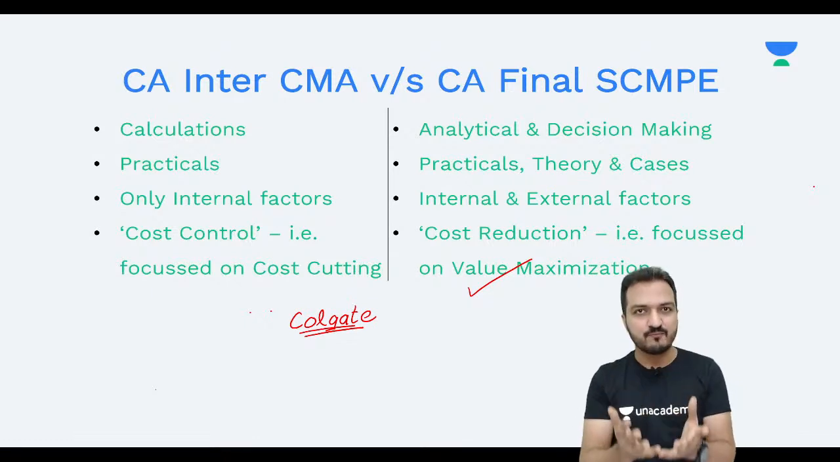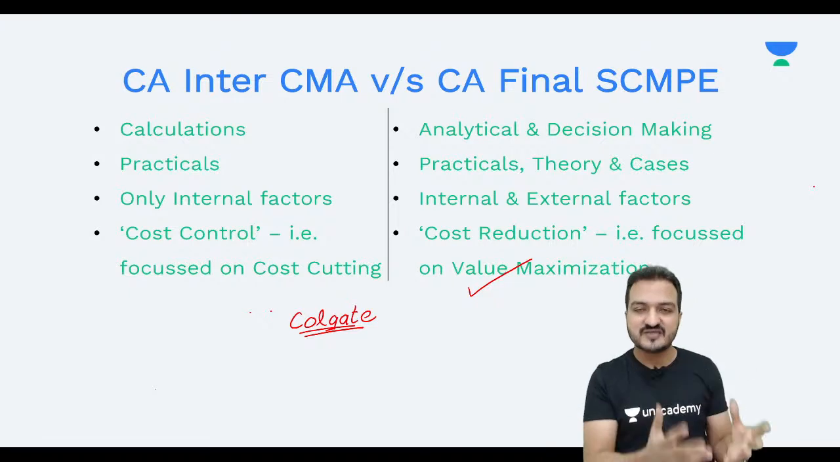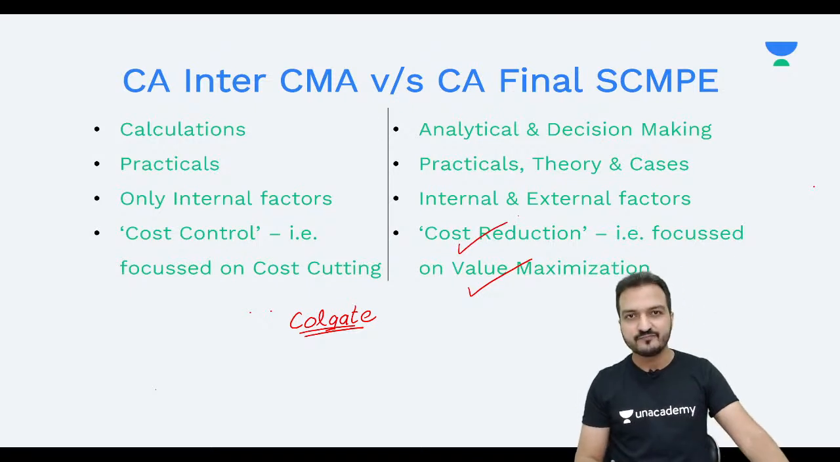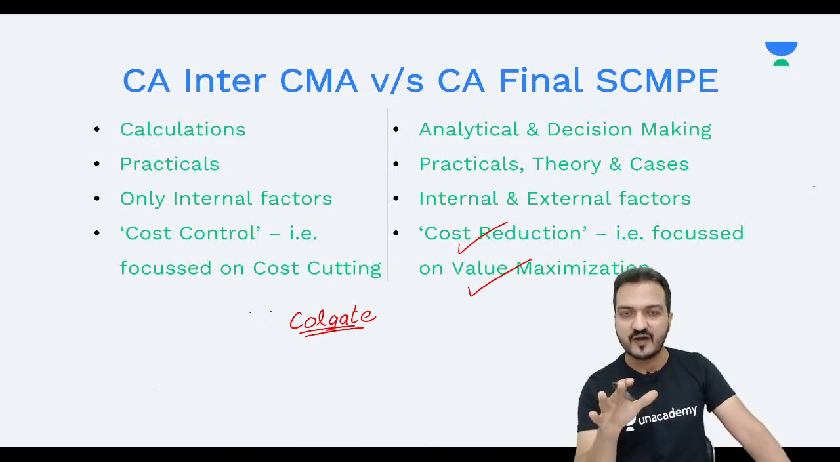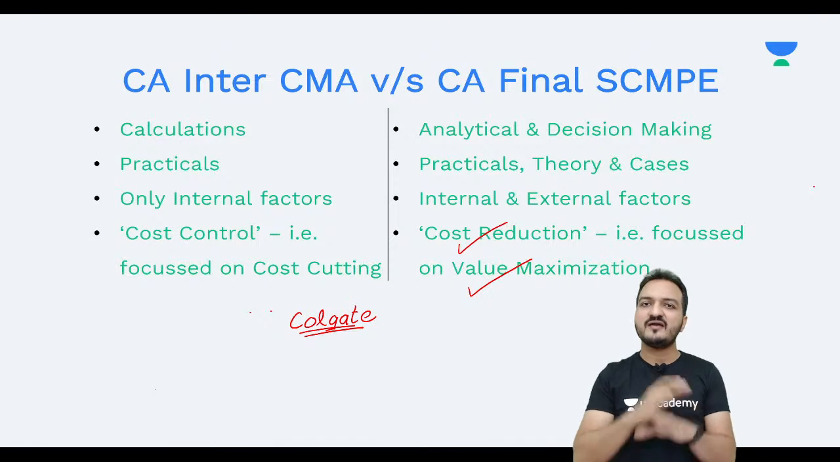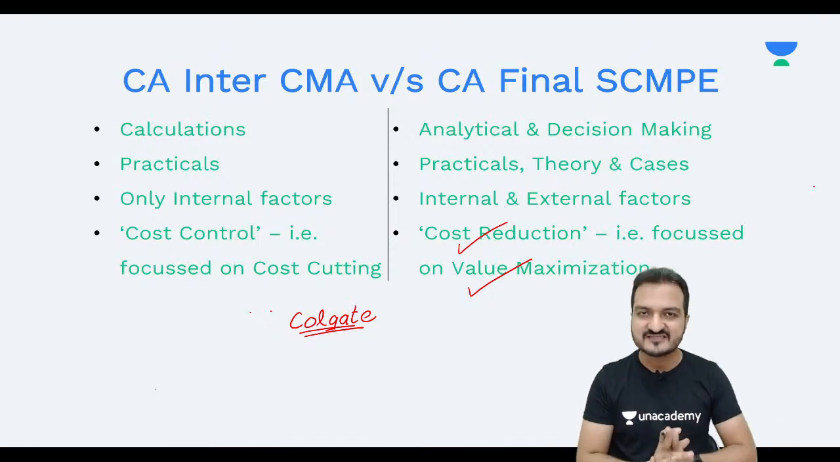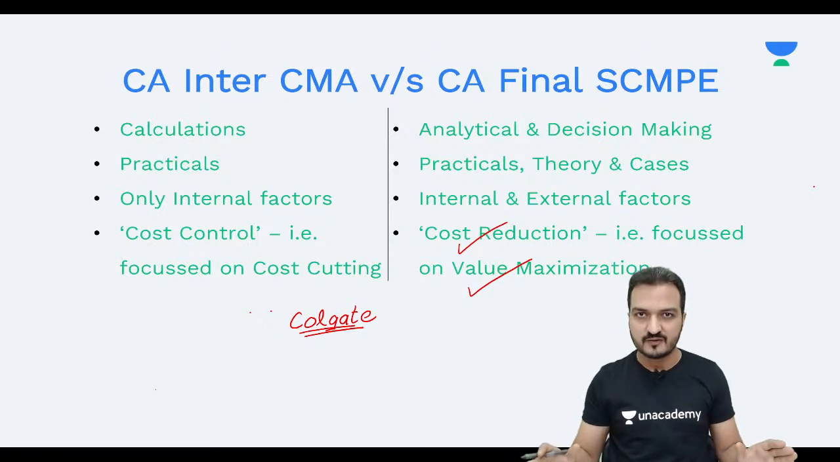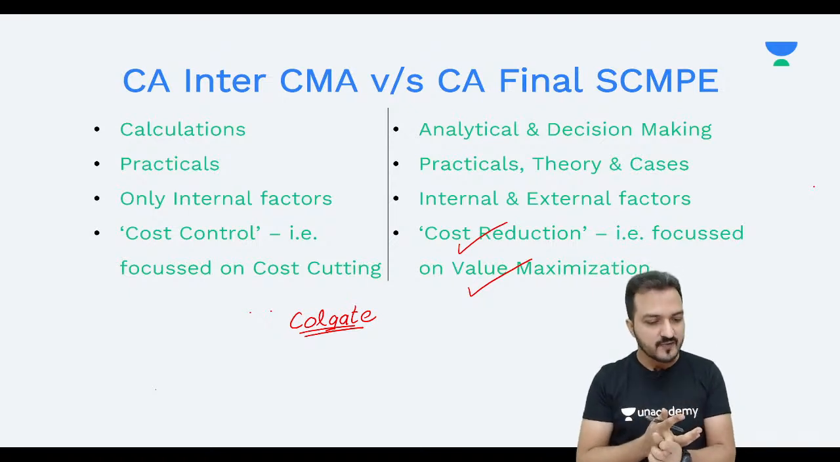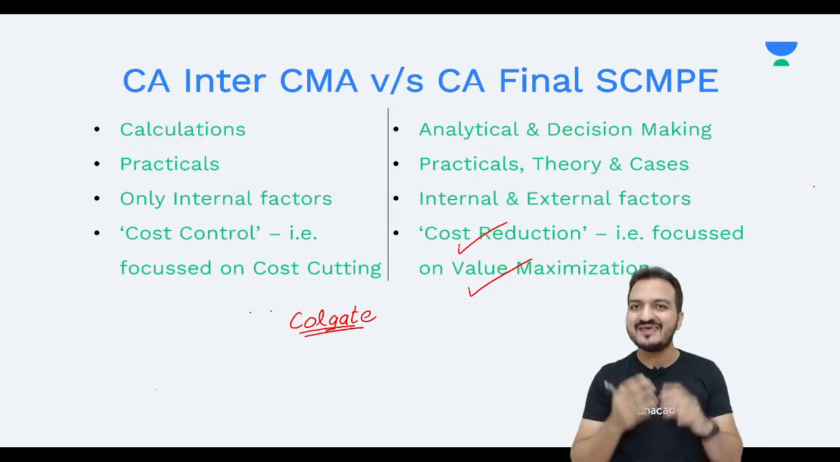But anyway, you get my point: changing the design of the product, changing the technology of production, all that comes under cost reduction, and that will be the focus of CA Final costing. In short, Final costing is not just about calculations. It is about analysis, it is about decision making, and it is about a variety of such beautiful stories and case studies that we will be learning throughout the curriculum. During my class, I will be discussing practicals, theory, and so many case studies also, so that you don't have any trouble during the exam.